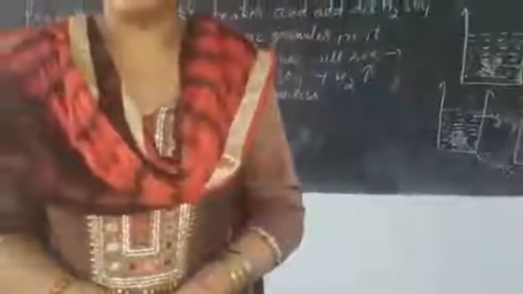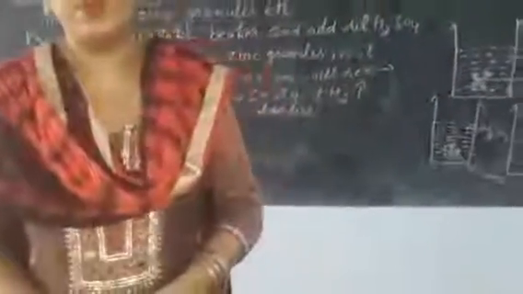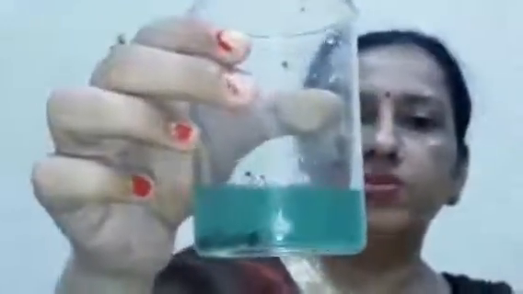Okay students, so let's take the iron sulfate liquid. So students, this is iron sulfate which is green in color. When iron nail reacts with H2SO4, it will change into ferrous sulfate, which is green in color, we will obtain iron sulfate, green solution. Okay, and hydrogen gas will evolve in this experiment.